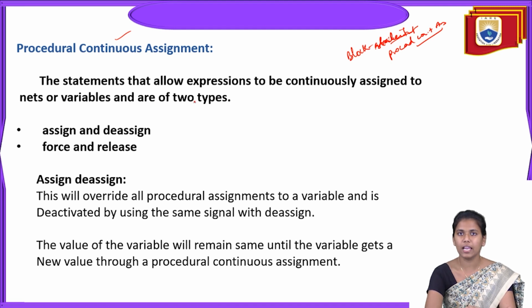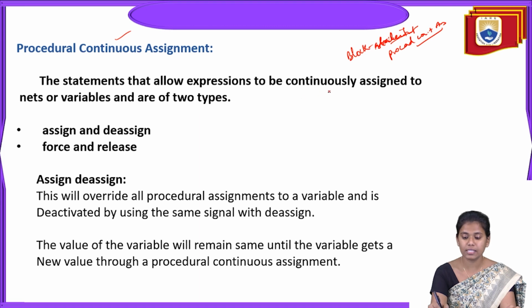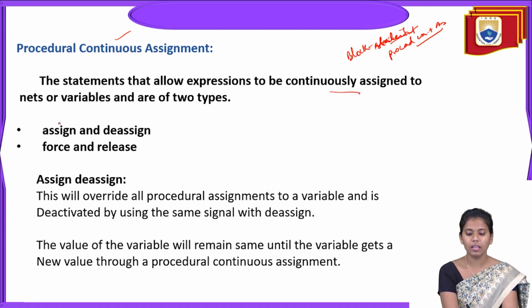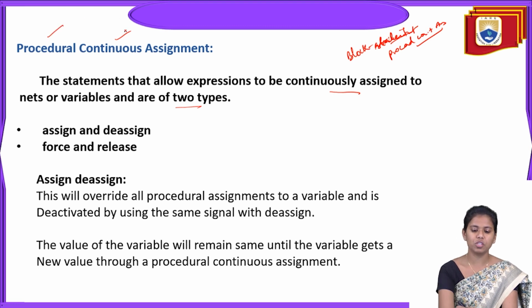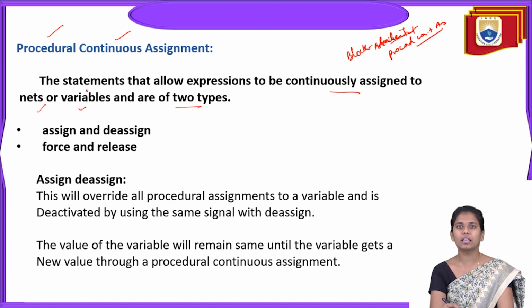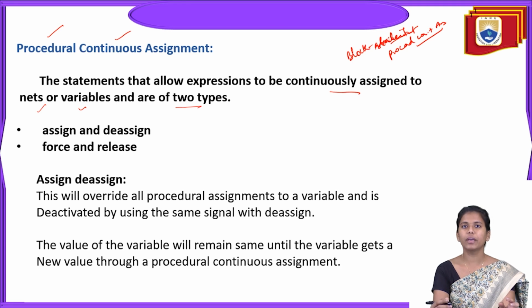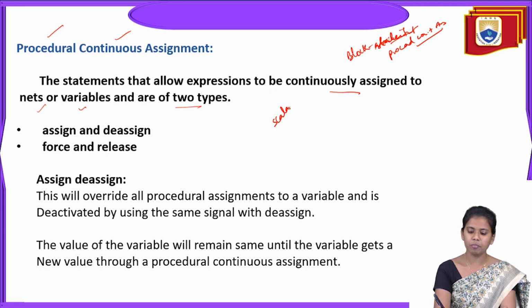So what does the procedural continuous assignment state? The statements allow an expression to be continuously assigned to nets or variables, and they are of two types. As I said, in both the procedural and the continuous statements, we see the presence of nets and variables. And remember, all the variables could be in scalar form or else in vector form. Already we have discussed what a scalar form and a vector form are. Scalar units are nothing but one-bit devices, or else they store only one bit of data.